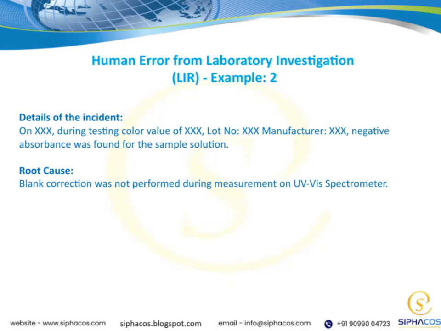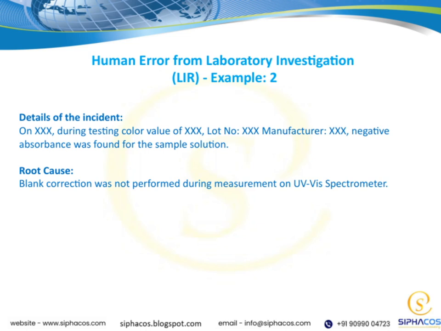Today, I want to walk you through an example of human error from a laboratory investigation, specifically LIR example 2. On a certain day, let's call it XXX, we conducted testing on a particular sample. The sample's details were a specific color value associated with a lot number XXX, manufactured by XXX. During the testing process, we observed that the sample solution showed negative absorbance.